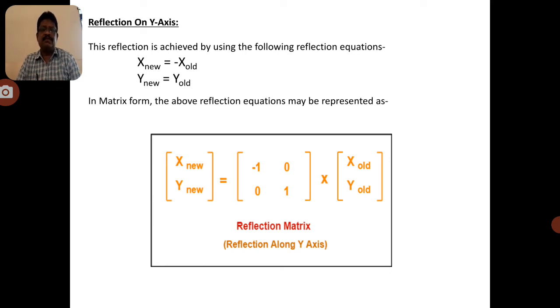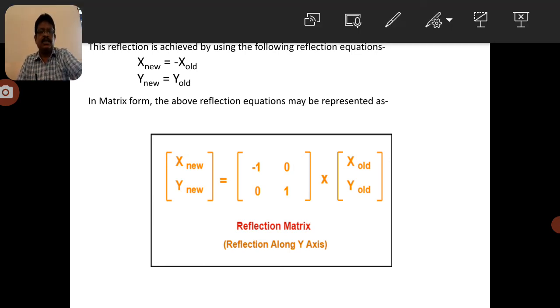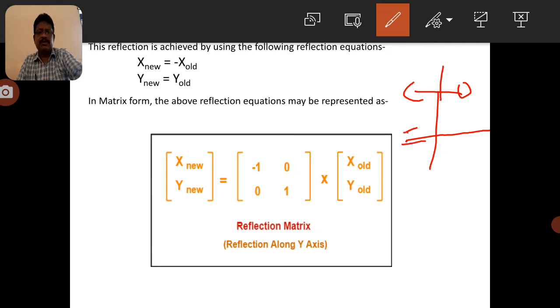When we take the reflection on the y-axis, I will give a simple notation here. This is the x-axis and this is the y-axis. If the object is reflected on the y-axis, the y value stays the same and does not change. The opposite sign, that is the x value, becomes negative here.